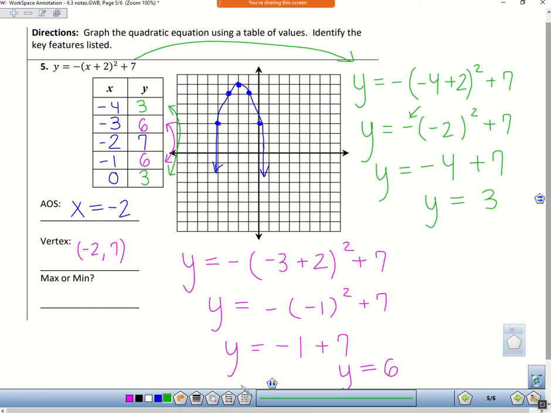We know. Okay. Is this a maximum or a minimum? Maximum. It is a maximum.